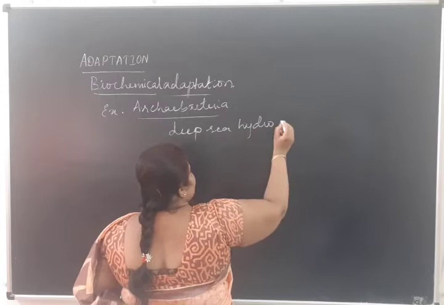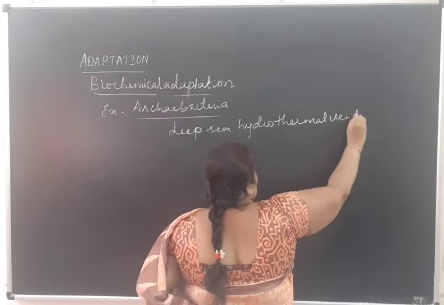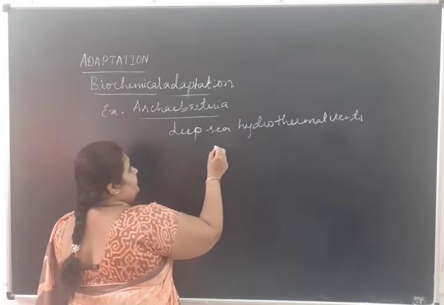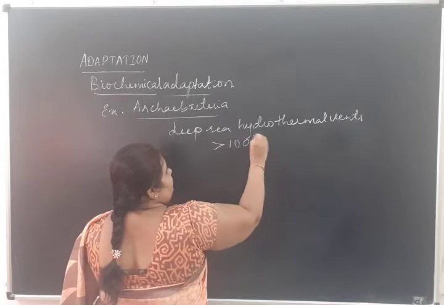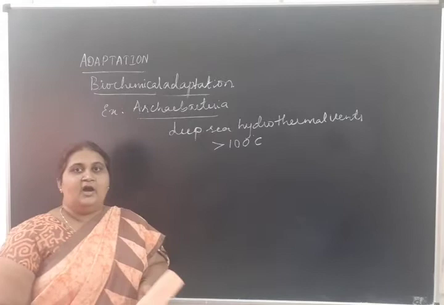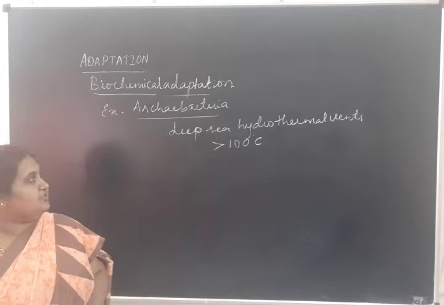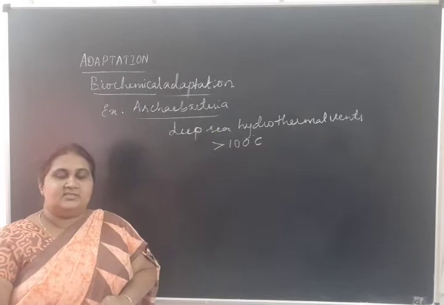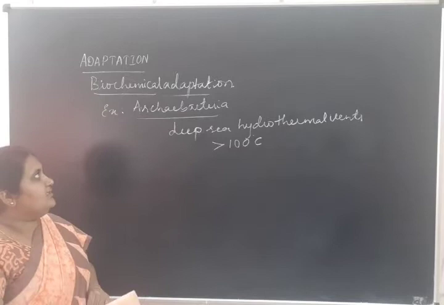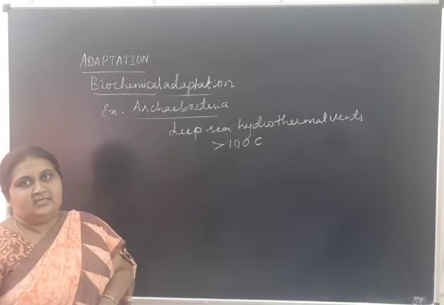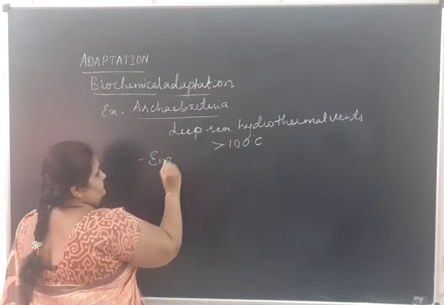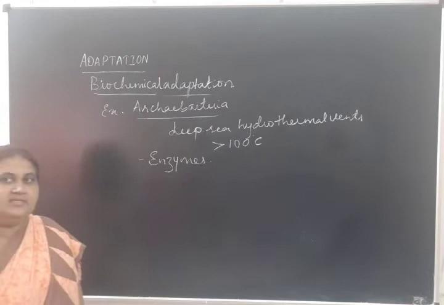Hydrothermal vents. Deep sea hydrothermal vents or thermal springs where the temperature is more than 100 degrees Celsius. How can archaebacteria survive in such extremely harsh conditions, which are found in hydrothermal vents and thermal springs? It is showing biochemical adaptations. There are some special enzymes which enable them to survive in those conditions.